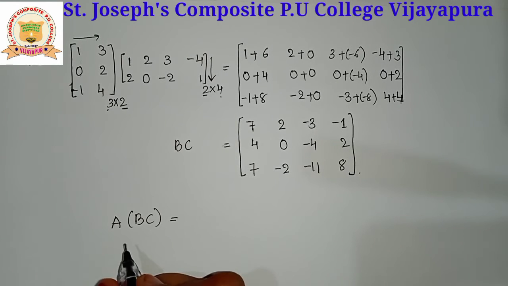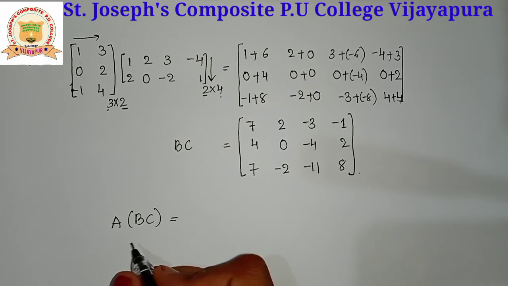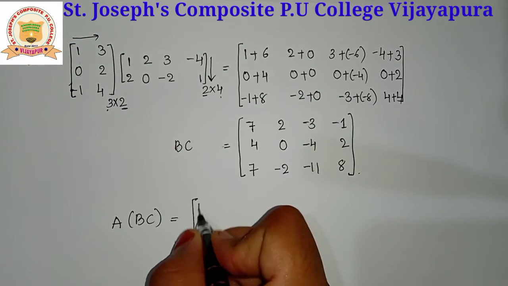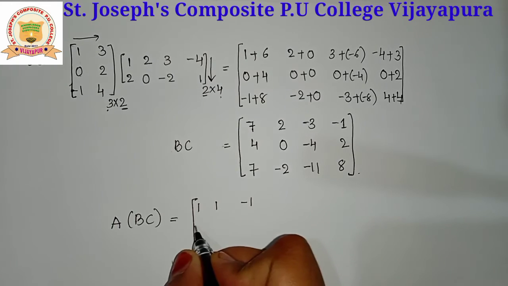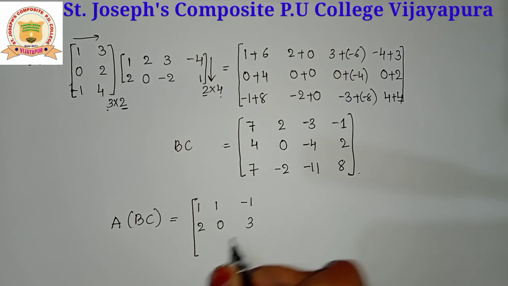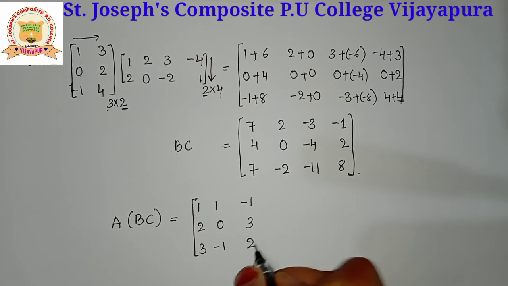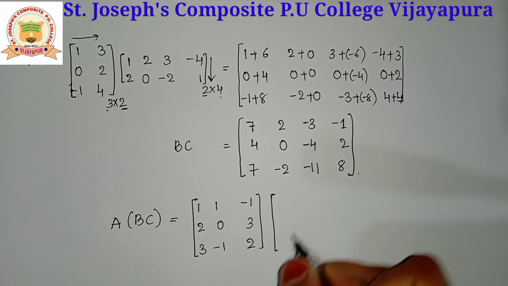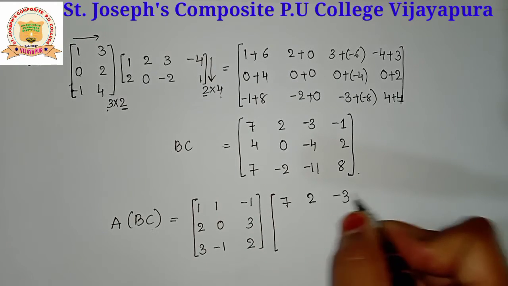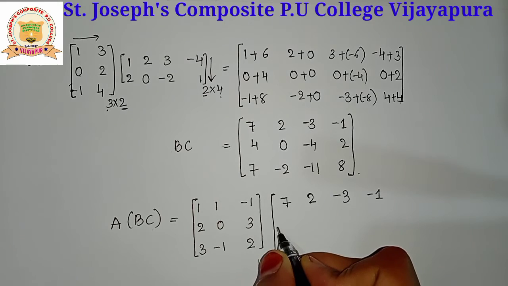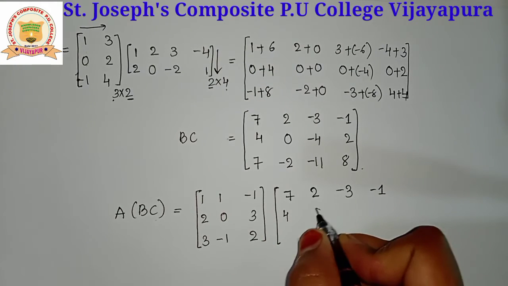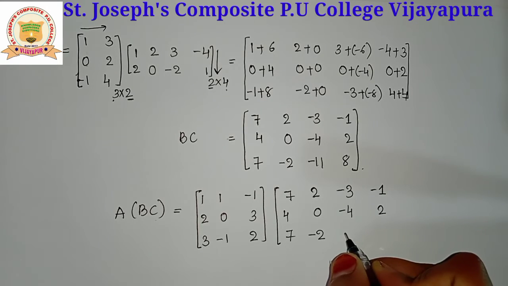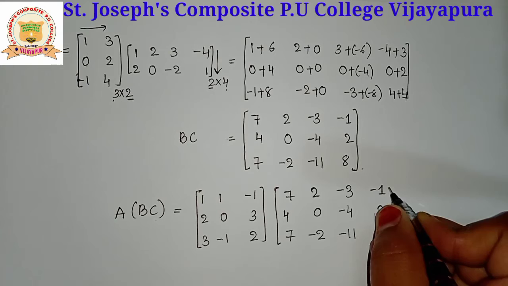Now let's find the A into BC matrix. The A matrix will be of order 3 by 3, having the elements 1, 1, minus 1, 2, 0, 3, 3, minus 1, 2. And this is our BC matrix. Substitute here: 7, 2, minus 3, minus 1, and 4, 0, minus 4, 2, 7, minus 2, minus 11, 8.